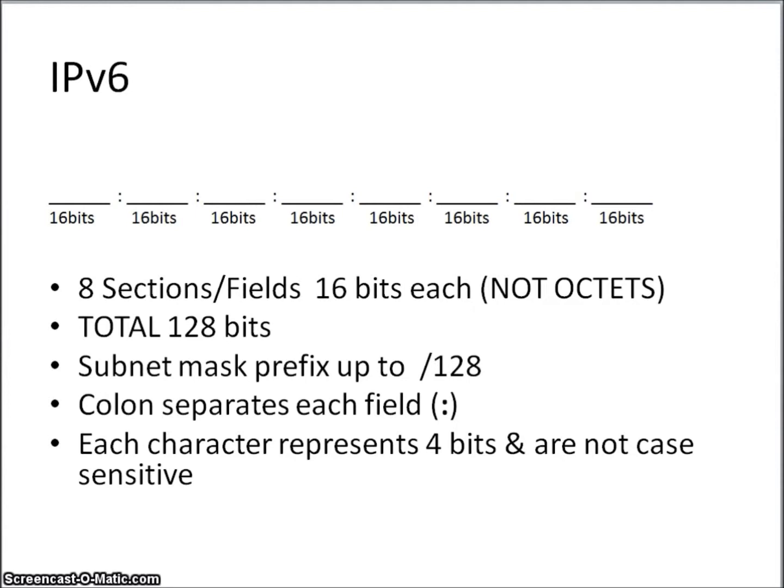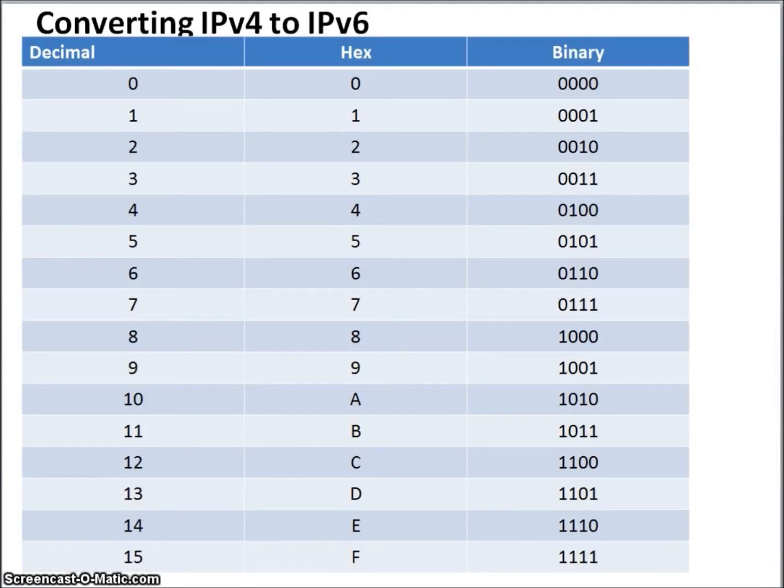Now, what do I mean by 4 bits, not case sensitive? Keep watching. Here you saw the conversion of IPv4 to IPv6. As you can see, 10 is A, and 11 is B, 12 is C, and all the way to 15, which is F.